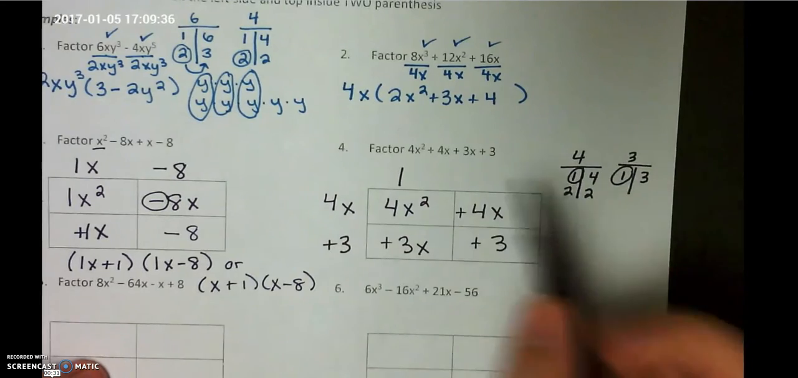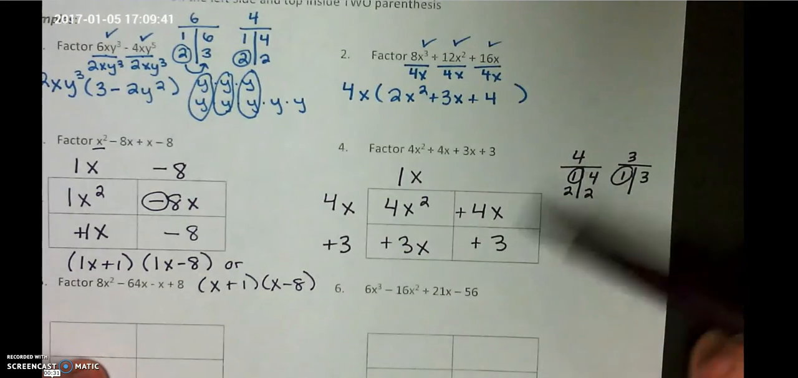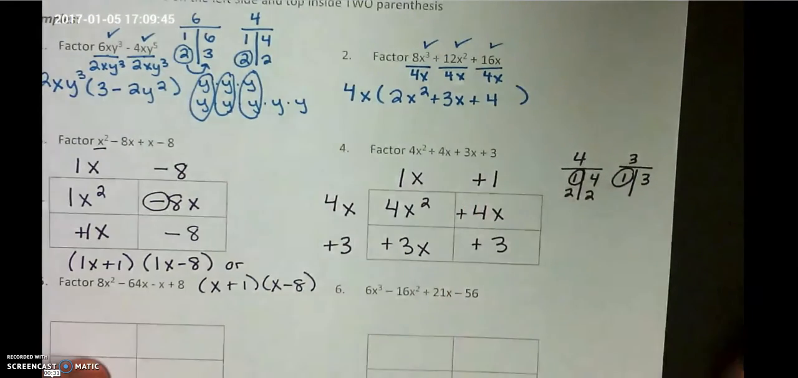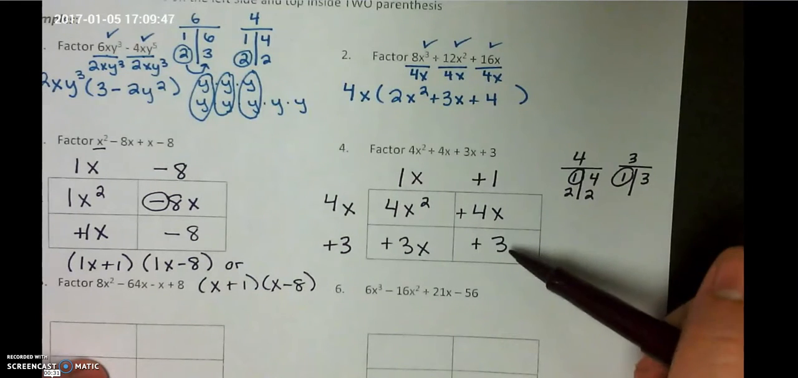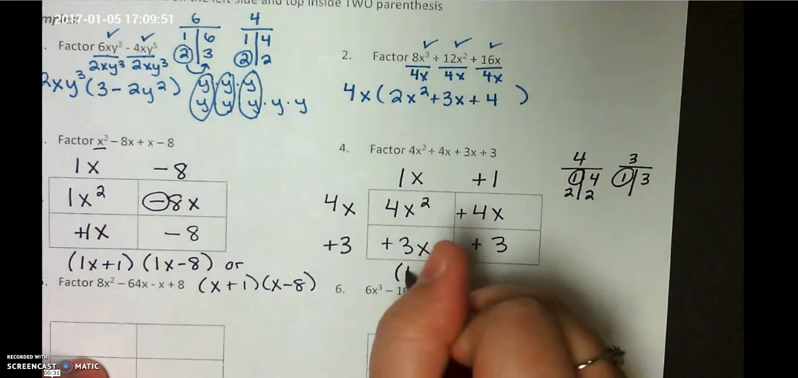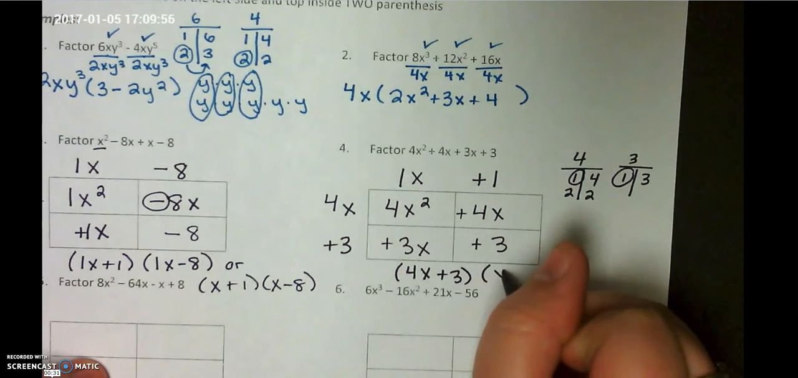and they have an x in common. Lowest exponent is this one. Again with this, we have a 4 and a 3. We know the biggest number that goes in both is 1. This has an x, but this one does not, so they do not share a variable. So we put our left side together and our top answers together.